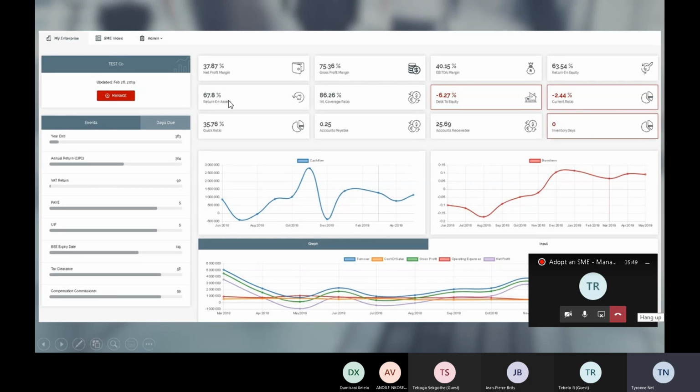A return on your assets. I've invested money into my business and this is the return I'm getting on it. Obviously, the higher, the better. And funders look at these elements.